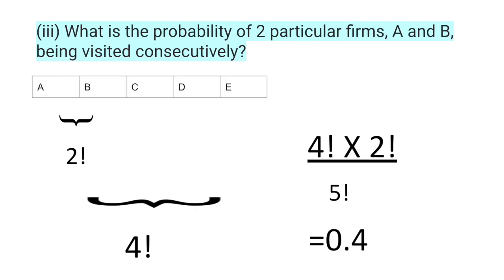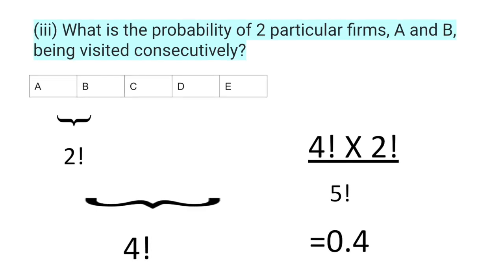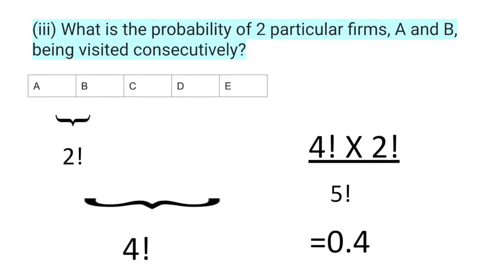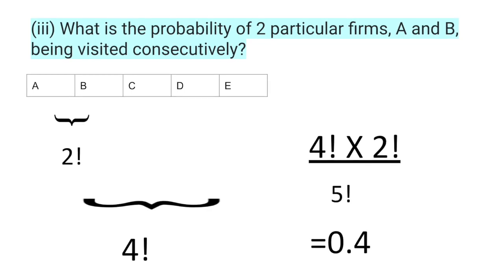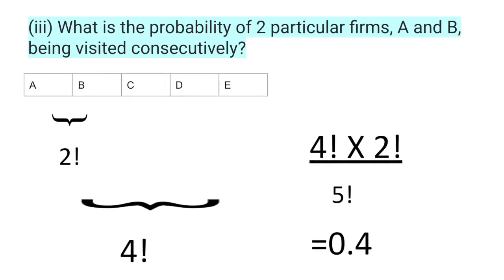Hello, I'm Dixon, and for part B3, the question is what is the probability of 2 particular firms A and B being visited consecutively. First of all, the question says the van has to go through A and B, which means it goes through A and then B, or through B and then A.